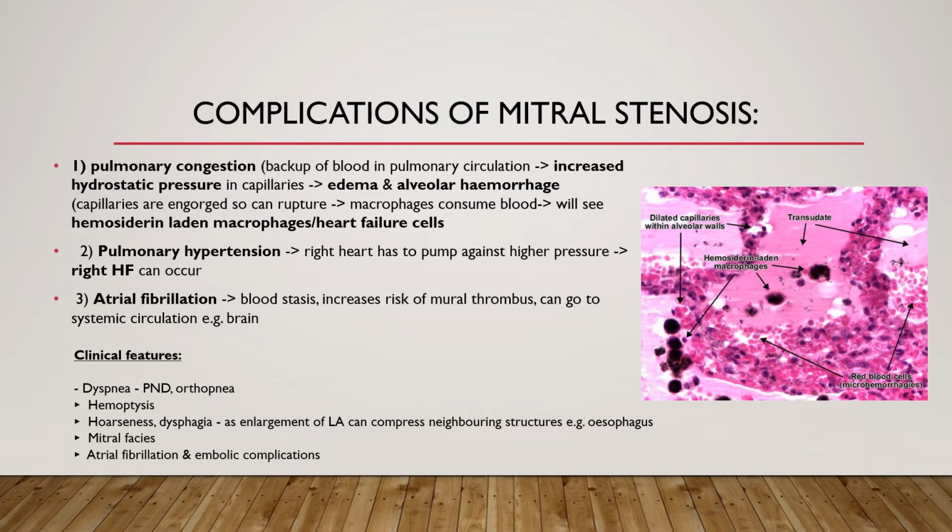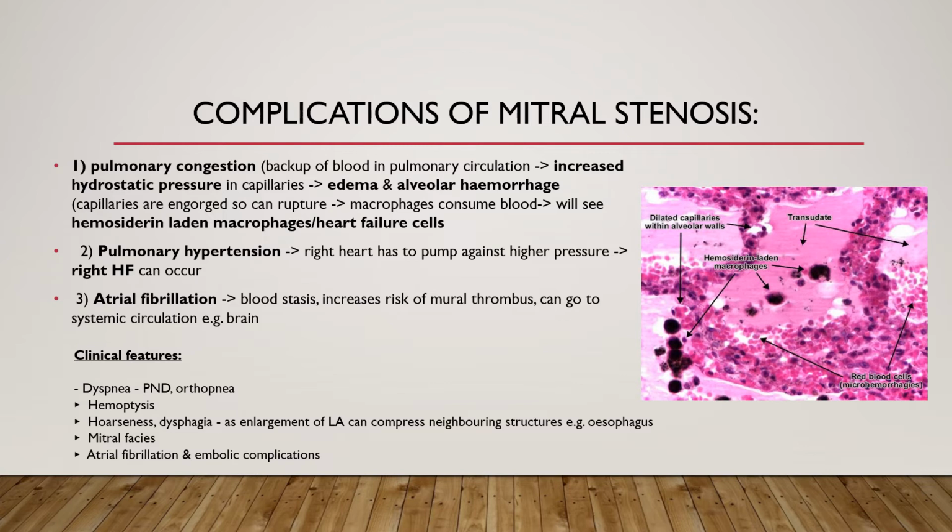So the right side now has to pump against higher pressures, and this can lead to right-sided heart failure. It can also cause atrial fibrillation. Why? Well, because in mitral stenosis, as we said, blood starts to pool in that left atrium, and the stasis of blood increases risk of mural thrombus. Remember, in the Virchow triad, one of the major features is stasis.